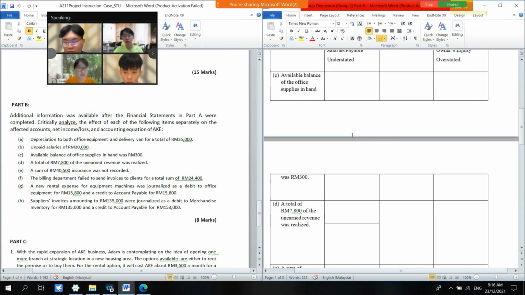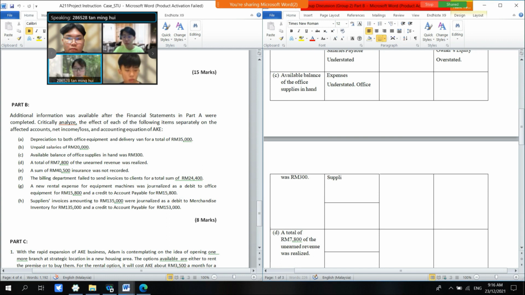For the number 3 question, the balance of the office supplies on hand was 300. The effect on the accounts is supplies expense, which is expenses understated. And the second account affected in the statements is sales supplies overstated.